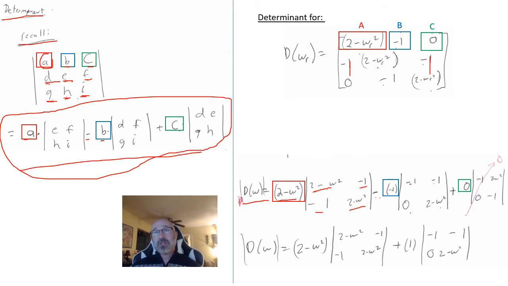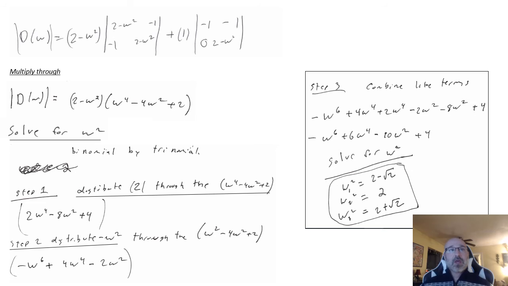Plus now we have 0 times our left-hand side of the matrix over here, our negative 1, 2 minus omega r squared, 0, negative 1. But this whole term is going to end up going to 0 because we're multiplying through by this 0 here. So that reduces and simplifies down. What we end up with for our determinant of this matrix is this final answer down here. So doing that out did give us an answer for our determinant of our matrix, D of omega here.